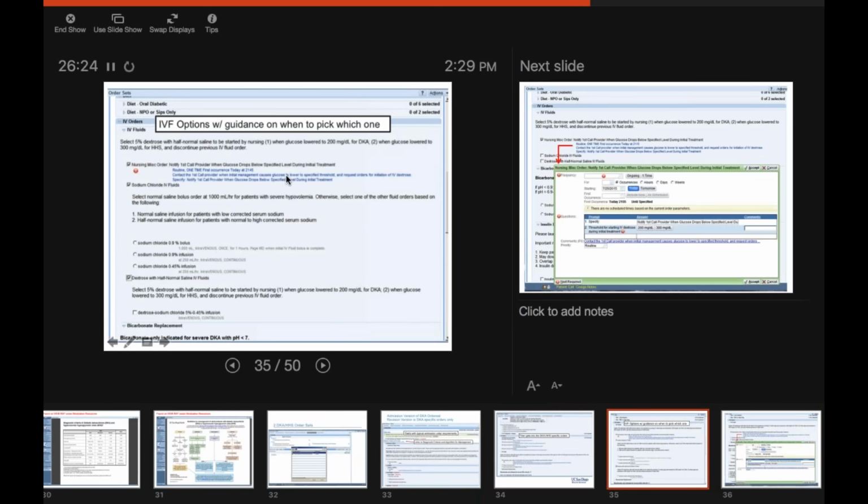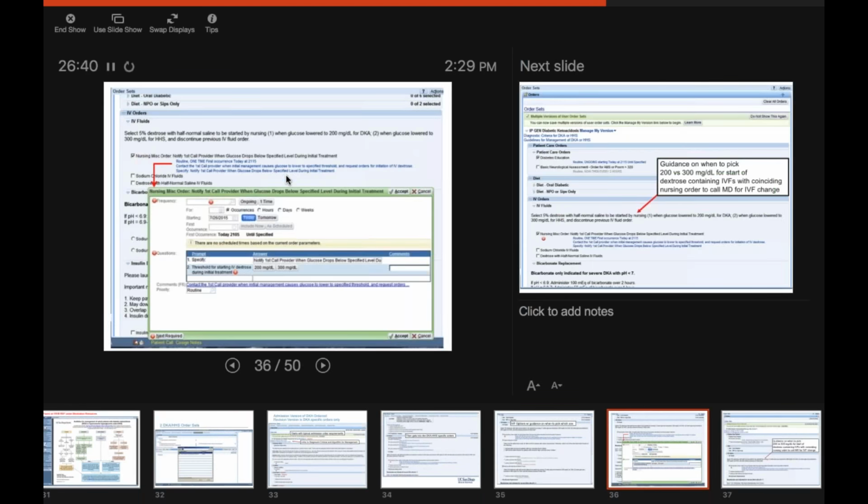Fluids, all the different fluid options we just talked about. Okay, just plain LR or normal saline for your initial boluses, then adding the dextrose to it, putting some potassium in there if you need it, depending on which ingredients you need. Okay, all those options are there. It even comes with an order for the nurse to call the provider when that sugar is getting to about 200, 250 to remind them to add dextrose, okay? If they don't use the DKA order set, they don't get that reminder. And this is one of the biggest failures we have in DKA treatment.